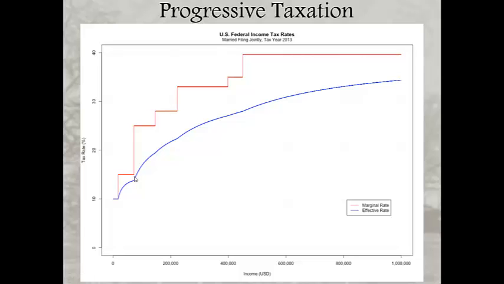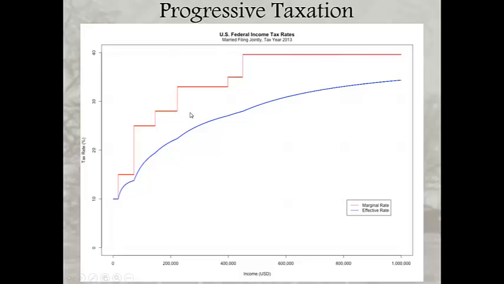So once I start making $75,000, my actual payment hasn't been going up the whole time. From $10,000 to $75,000, I've been paying 15% on all of that. Every dollar that I make over $75,000, though, will be taxed at a different rate. Every dollar that I make over $75,000 or so is going to be taxed at about 25%. Similarly, once I get to $175,000, every dollar will be taxed a little bit higher.